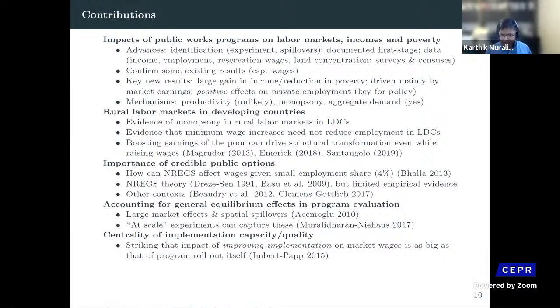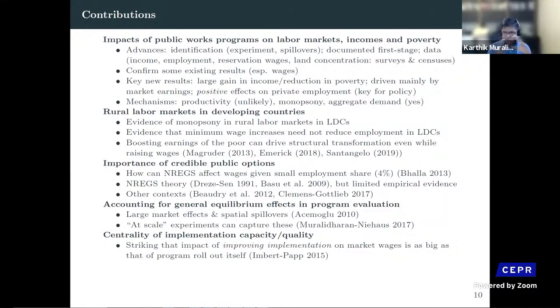And then going back to a broader state capacity agenda, which I've been working on for a long time, it highlights the striking importance of implementation quality, right? Paul and Sandip have a prior paper showing how increasing the official NREGA wage had zero pass-through to the workers, because essentially the binding constraint was implementation. But here you improve implementation, you didn't change the fiscal outlay, and you got an impact on market wages that is as big as that of the program rollout itself, okay?